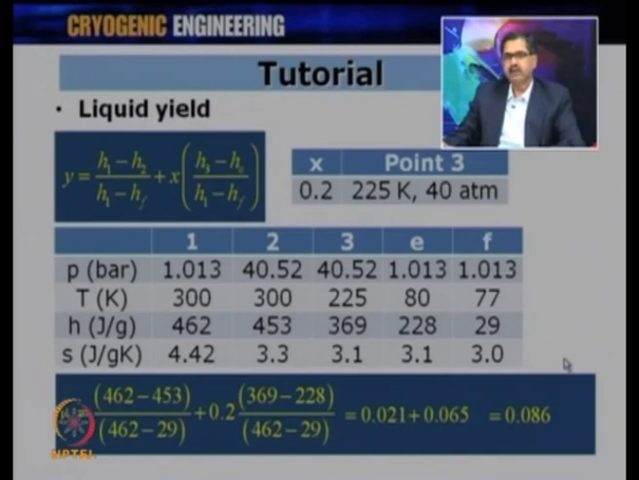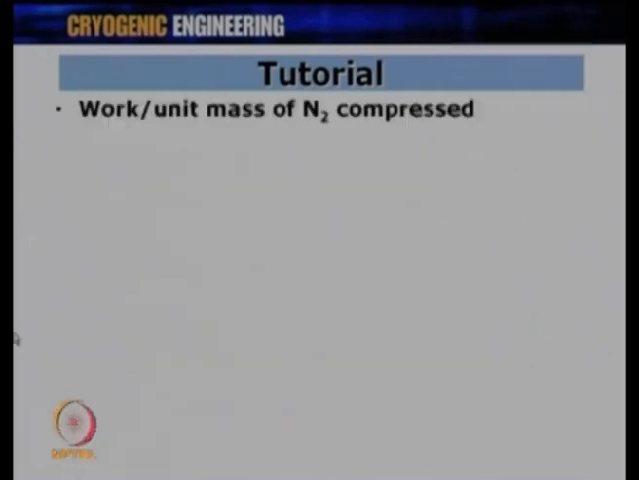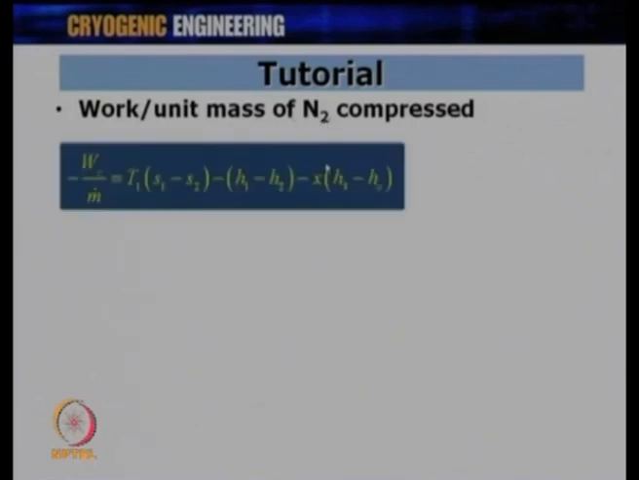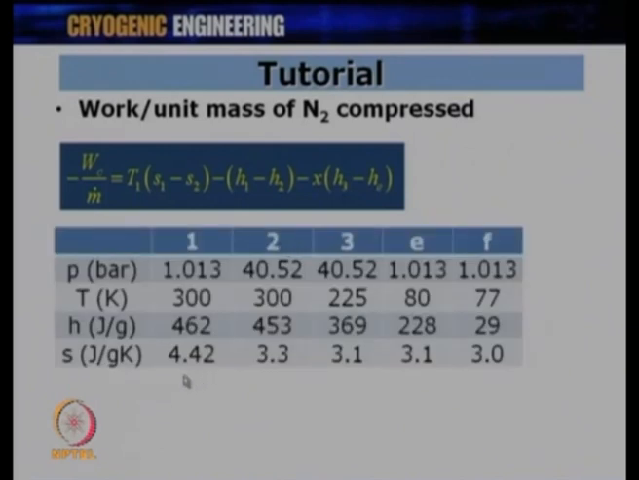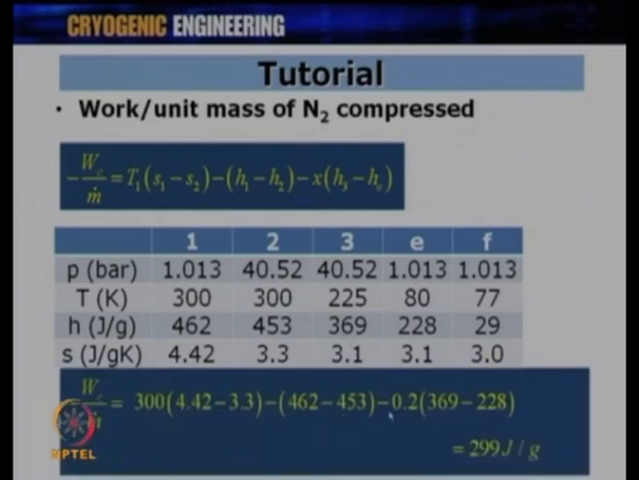Now, let us calculate W by mf by the same technique. If I want to calculate work per unit mass of gas compressed, the formula is Wc by m dot, which is nothing but T1 into S1 minus S2 minus H1 minus H2 minus x times H3 minus He. Again, taking the different entropy values and enthalpy values as given over here, this is the calculation you do, and what you get at the end is 299 joule per gram.